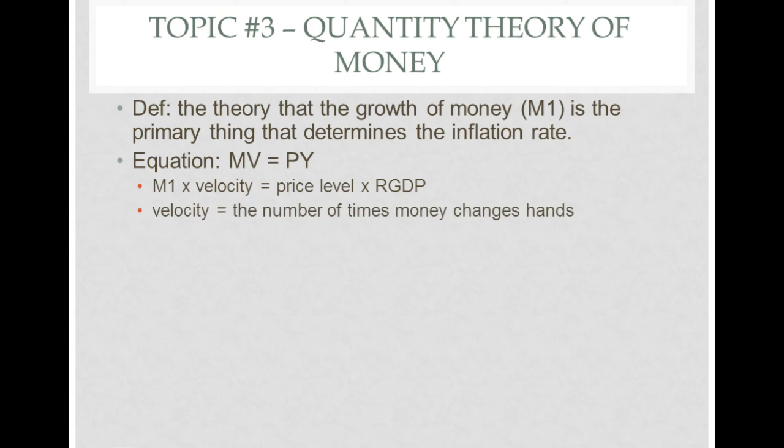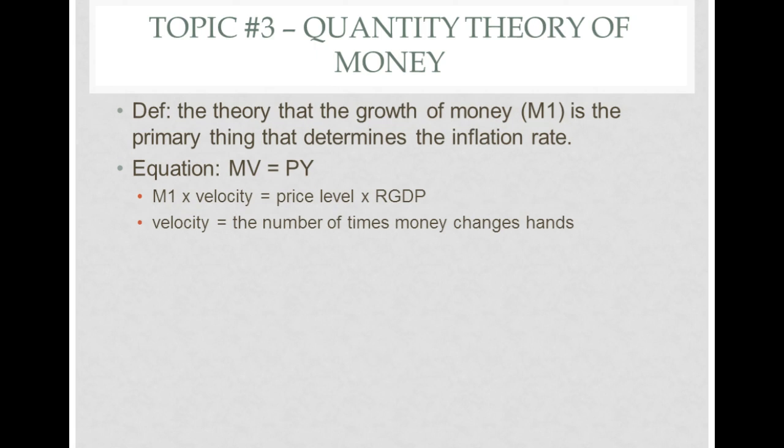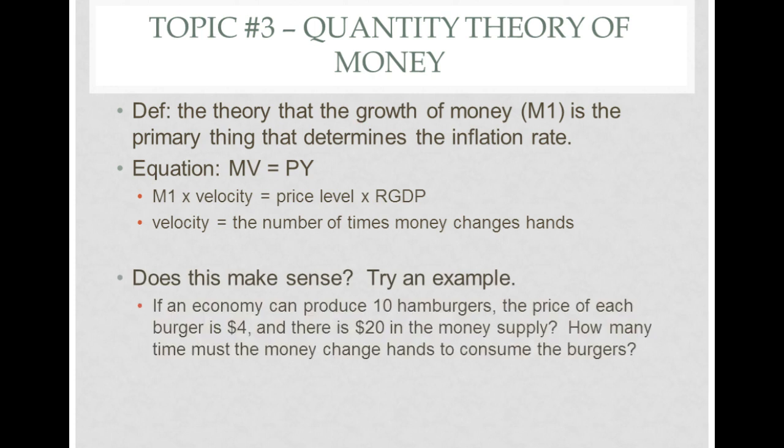Velocity is the number of times money changes hands. Now, when you think about this equation, it actually makes pretty good sense right on its face. But I think an example is probably going to help us understand best. So let's take a very simple economy. Suppose we have an economy that can produce 10 hamburgers, and the price of each burger is $4, and there is $20 in the money supply.